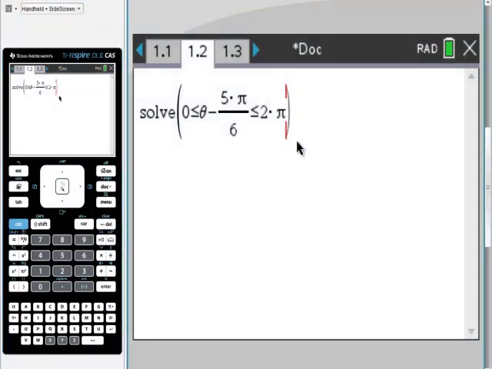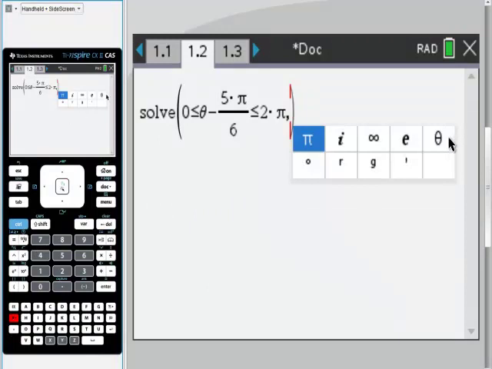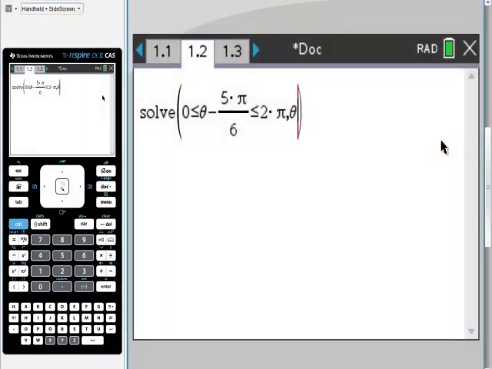Almost done. All we need is a comma and theta. Remember, our argument is not x; our argument was theta. So I'm going to go down here again to the pi sign, go over to theta, and if all things work out, I hit enter and I get that. Bang.